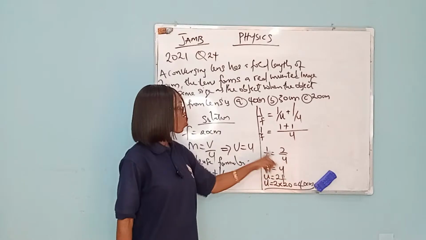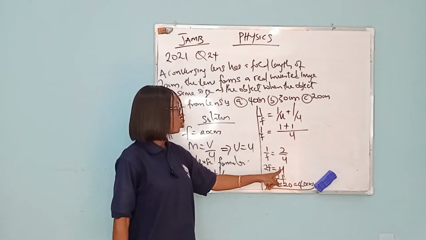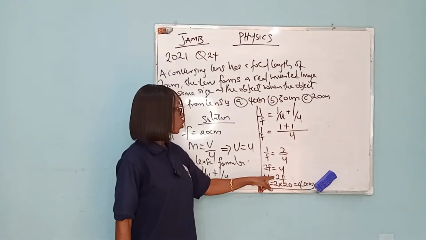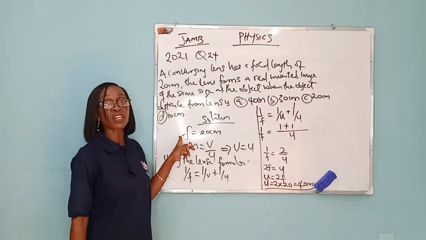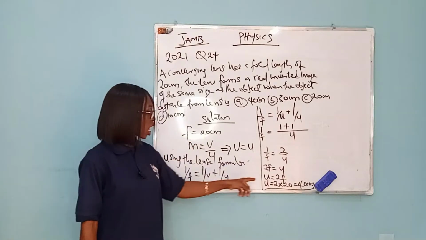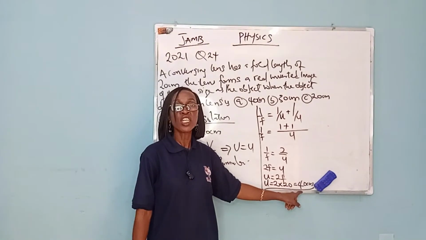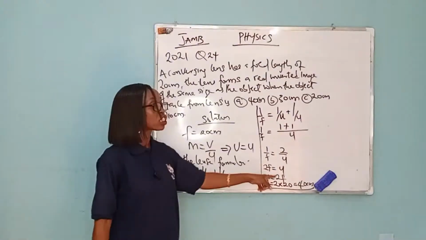So what do we do? Cross multiply. I have U times 1, which is U, and 2 times F is 2F. So U is equal to 2F, where F is the focal length, giving us 20. So 2 times 20, I have 40 centimeters.